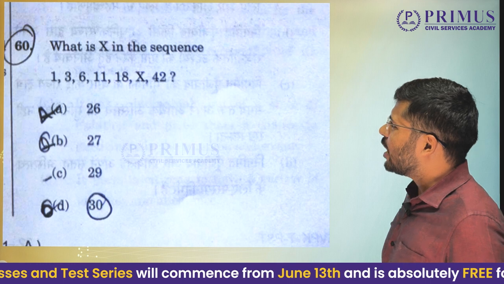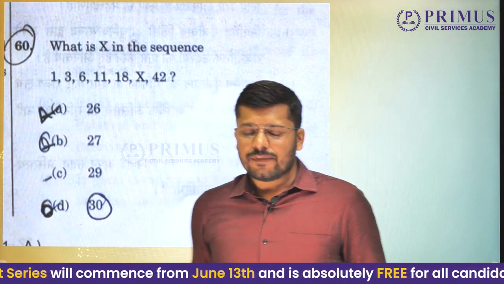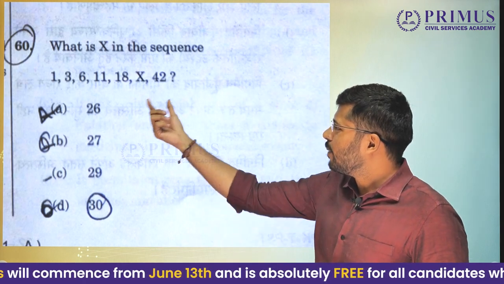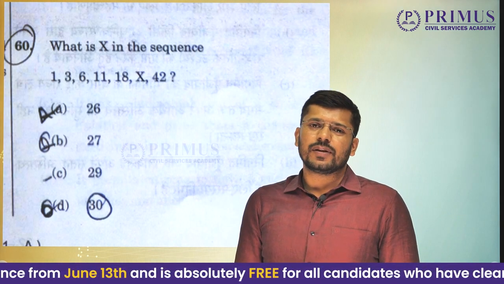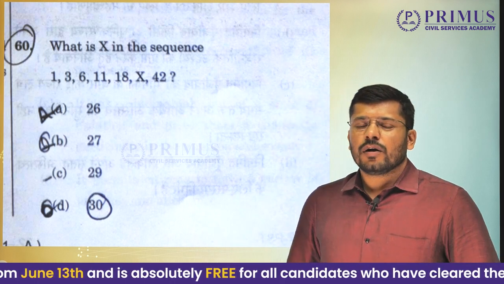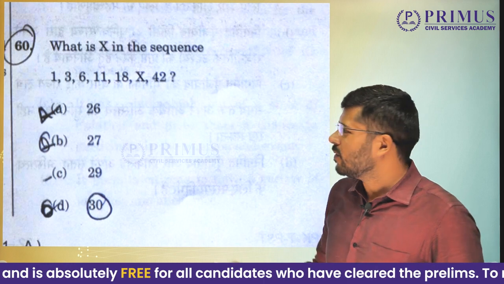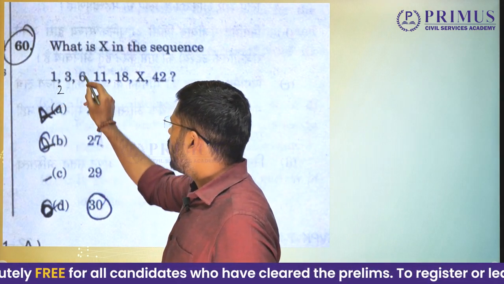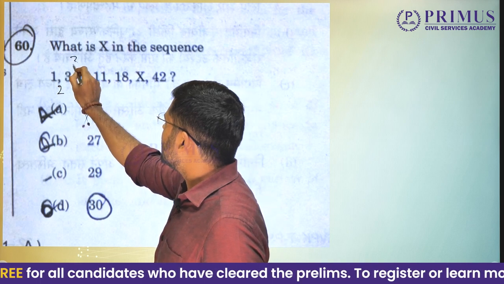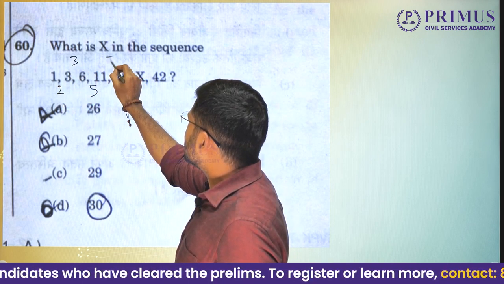What is X in the sequence? Now whenever you have confusion finding out the pattern of the sequence, just take the difference between the consecutive numbers or take the ratio between the consecutive numbers. Here we will take the difference first. What is the difference between 1 and 3? The difference is 2. What is the difference between 3 and 6? It is 3. 6 and 11, it is 5. 11 and 18, it is 7.